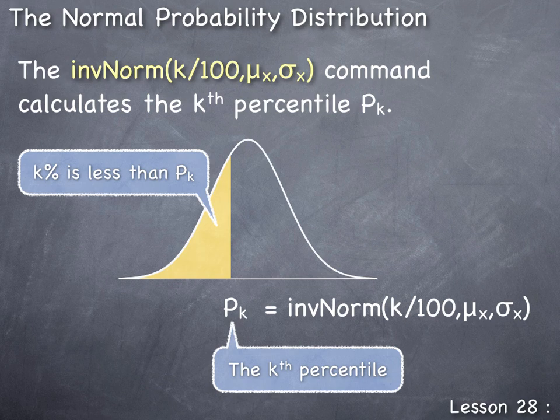There are three values that are inputted into the inverse norm command. The first value we represent as k divided by 100 is the actual percentile, the percentage that is less than. But the calculator, being a decimal machine, doesn't want the value input in percentage form. It instead would rather have it in decimal or fraction form. The last two numbers that are input into the inverse norm command are mu sub x, the mean, and sigma sub x, the standard deviation of the normal probability distribution.